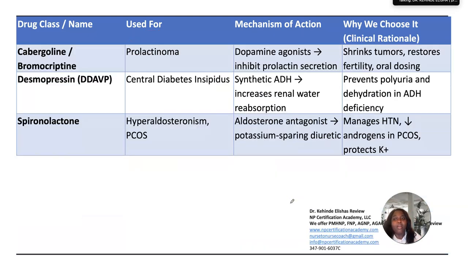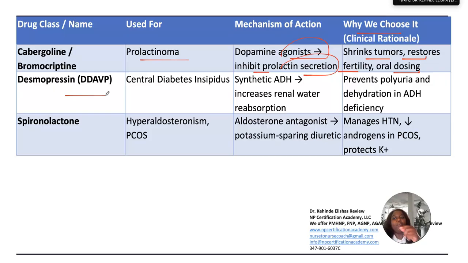Now, what about cabergoline, prolactinoma? It's a dopamine agonist. Don't forget, you cannot say agonist when you mean to say antagonist. You cannot say antagonist when you mean to say agonist. Agonists, we're giving it to them. Antagonists, we're blocking it. So these dopamine agonists, they are getting it, right? Inhibit prolactin secretion. They work in opposite ways, okay? Now, why choose it? It shrinks tumors, restores fertility, and oral dosing.